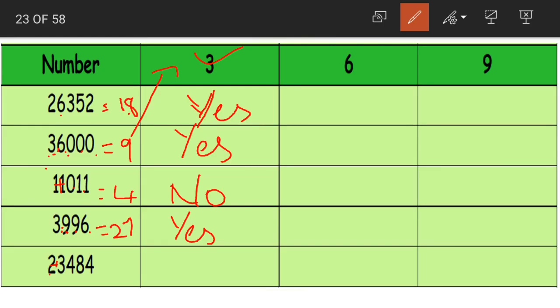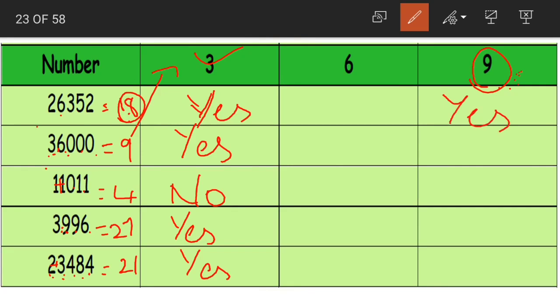The last one, 2 plus 3. 2 plus 3, 5. 5 plus 4, 9. 9 plus 8, 17. 17 plus 4, 21. Yes, it is a multiple of 3 and so the number becomes divisible by 3. Now coming to divisibility by 9, children, the sum of the digits should be a multiple of 9. Now if you look here, we have 9 twos are 18.